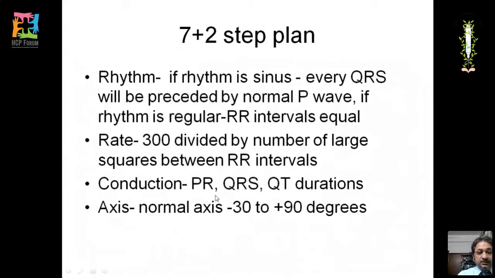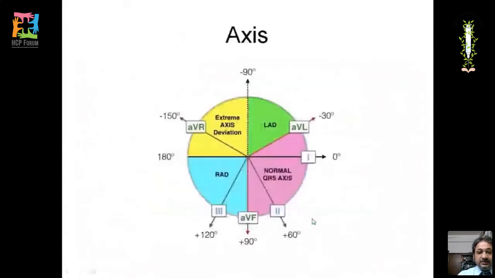The conduction is interpreted by the durations of the PR, the QRS, and the QT. The normal axis of the heart is from -30 to +90 degrees, and you calculate it by taking into account two perpendicular leads. One is lead 1 and the other is lead AVF. Lead 1 is from 0 to 180 degrees, and the AVF is from 90 to -90 degrees. Now, what you need to see is which way the predominant deflection on the ECG is, whether it is positive or negative.